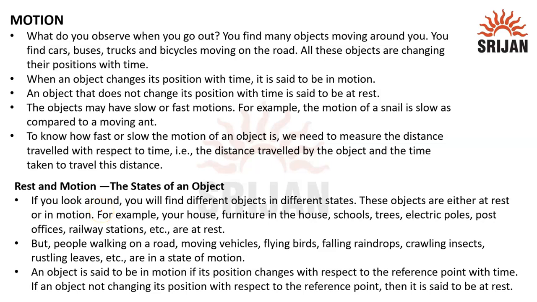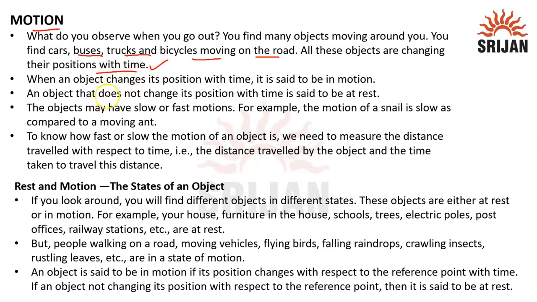In this video, we will learn about motion. So, what do you observe when you go out? We see many objects moving around us, right? We'll be finding cars, buses, trucks, bicycles moving on the road. And if we see them moving on the road, it means all those objects are changing their position with time.